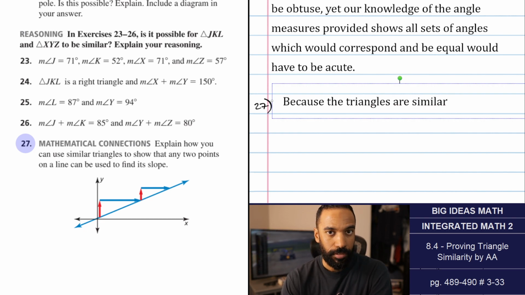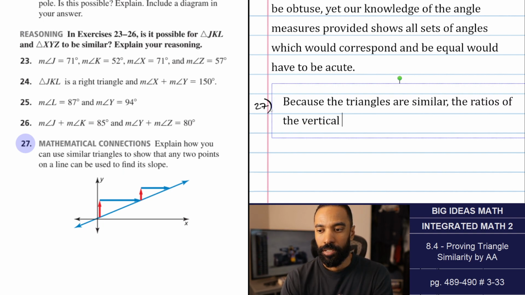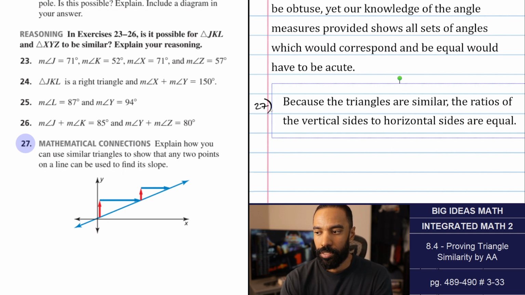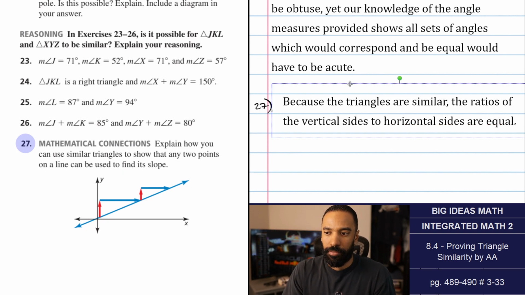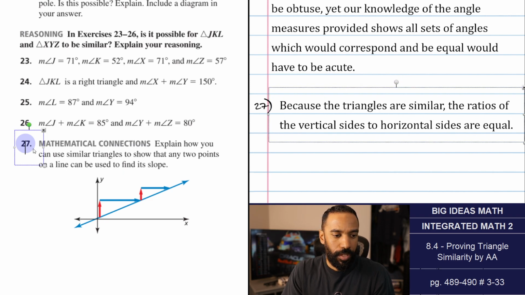Because the triangles are similar, the ratios of the vertical line, well, I guess not lines, sides, the ratios of the vertical sides to the horizontal sides are equal. I guess that works out. Okay. All right. Yep, that works for me.